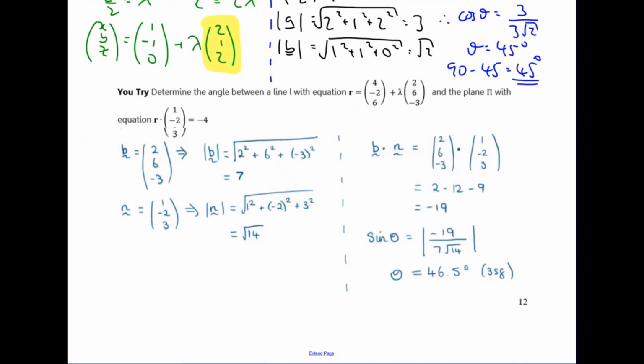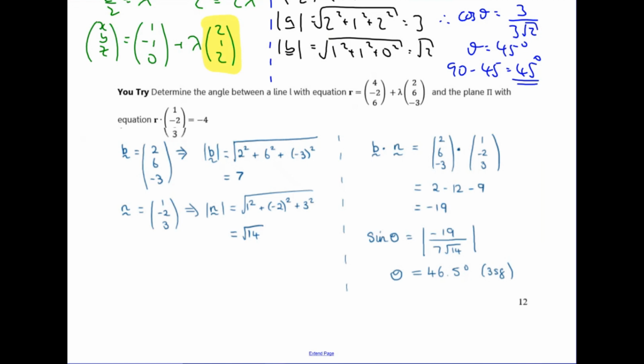Okay, so here's what you should get for this one. You're doing it on the direction vector and the normal vector. So it's 2, 6, minus 3 and 1, minus 2, 3. Work out the magnitudes so that you get 7 and root 14. Work out the dot product so that you get minus 19. You can make that positive so that you ensure that you get an acute angle if you want.